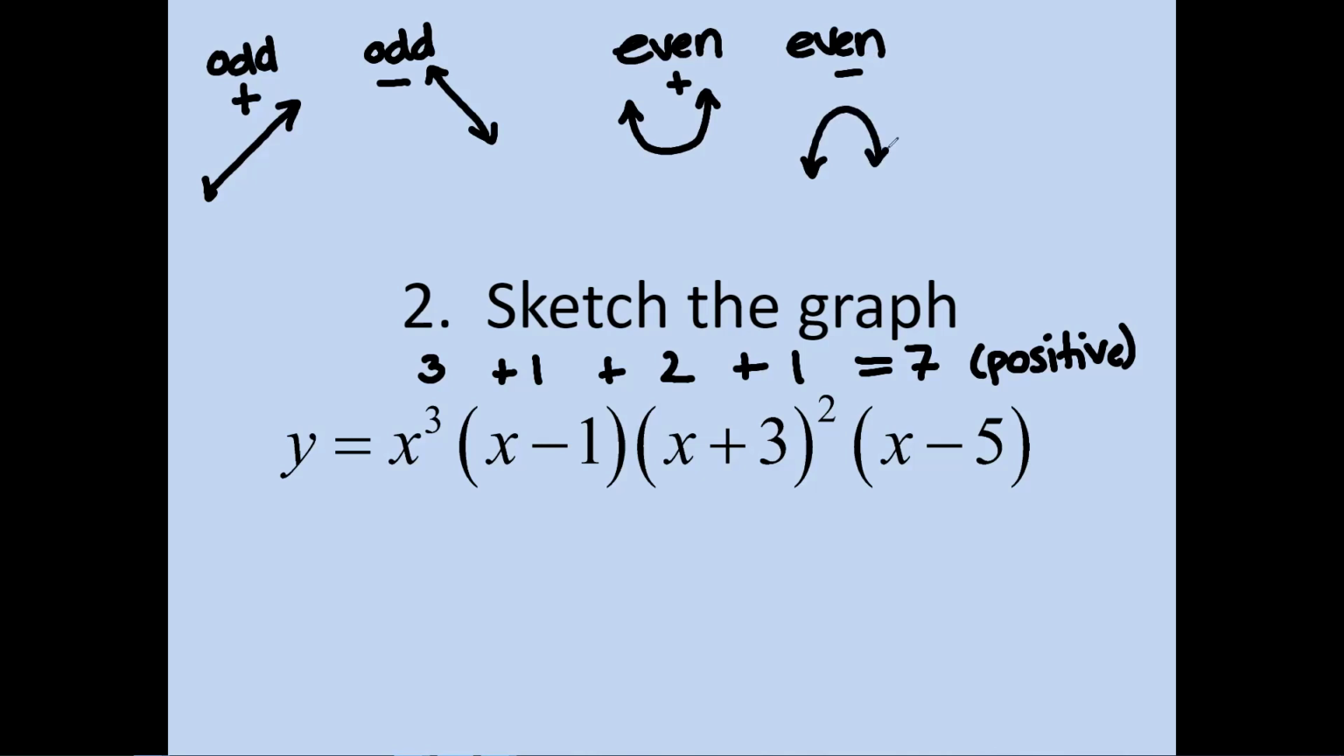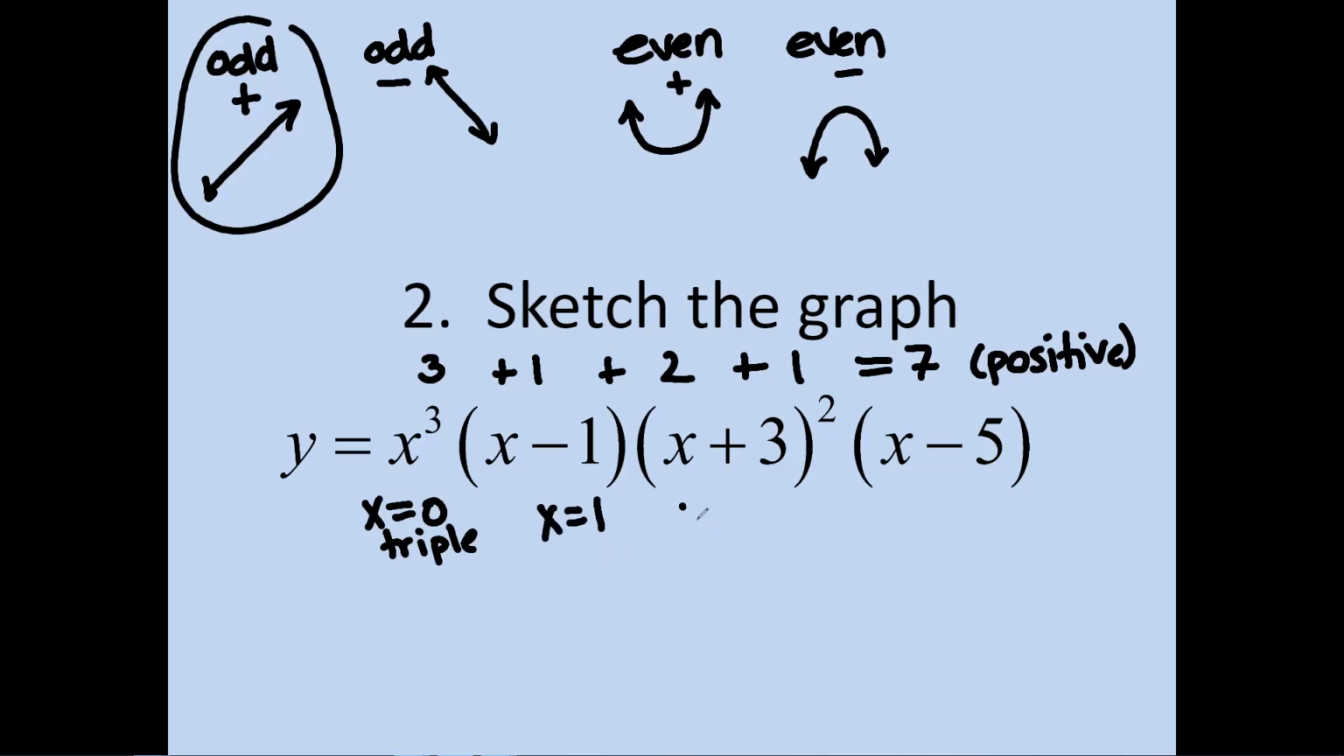So this one's going to be starting below, ending above, because it is going to be an odd positive. So let's find our zeros. We've got 0, which is going to be a triple. We have 1, which is a single. We have negative 3, which is a double. And we've got 5, which is a single.